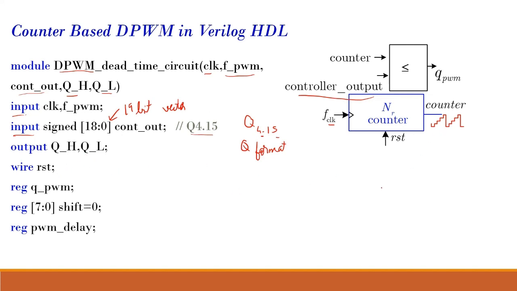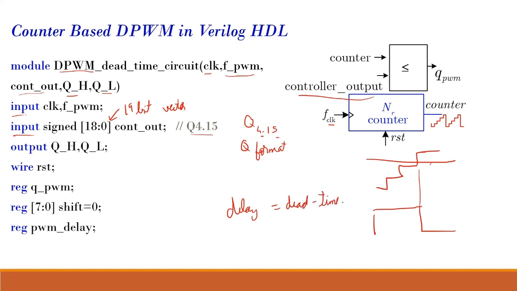Reset is when my counter becomes more than the count out; then my PWM signal, which was high, has to go down to 0. That is for my reset. This is my QPWM, and for a delay that I want to implement, this is for my dead time.